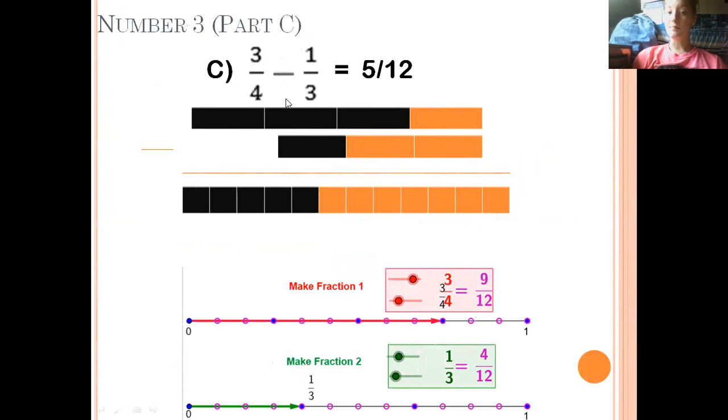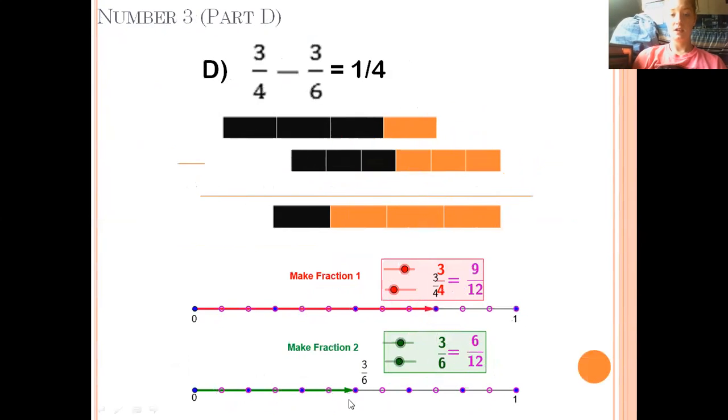C, 3/4 minus 1/3 equals 5/12. Here's our fraction strip. Here's our number line to represent that. Moving on to D, 3/4 minus 3/6 equals 1/4. Well, now we have right here how we represent that with a fraction strip and how we represent it with the number line down here.